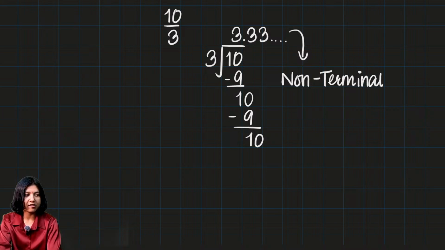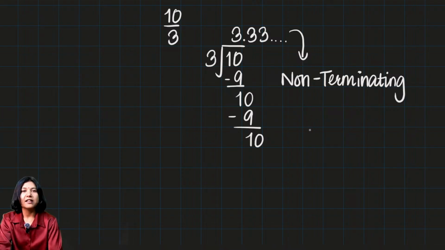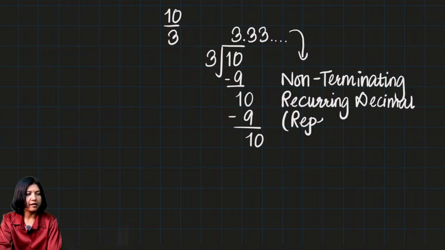Non-terminating, but something is so special here. You get the same value over and over again. After the decimal, whatever value you're getting, it does not change. You're getting the same value again and again and again. So non-terminating, this kind of expansion or this kind of repetition is now called recurring, okay? Non-terminating, recurring or repeating, you can use either word. This is the second kind of rational number, a non-terminating, recurring decimal or repeating decimal. Either way, it means the same thing.